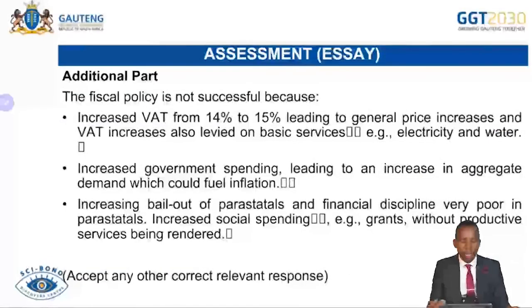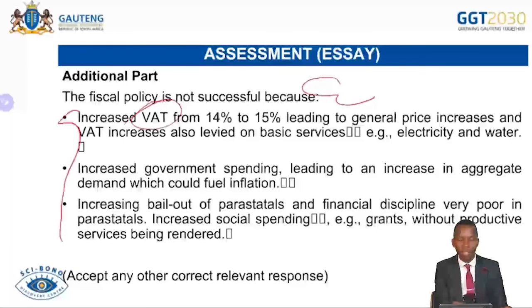Continuing, increasing VAT from 14% to 15% leads to a general price increase, and VAT is also levied on basic services, e.g. electricity and water. Increased government spending leads to an increase in aggregate demand, which could fuel or cause more inflation. Increasing bailouts of parastatals, with very poor financial discipline in parastatals. Increased social spending, e.g. grants without productive services being rendered. So all of these are fuelling inflation. So it has not been successful because of doing these things.